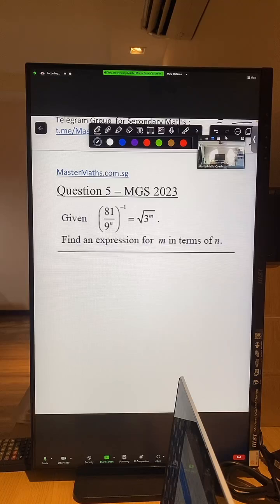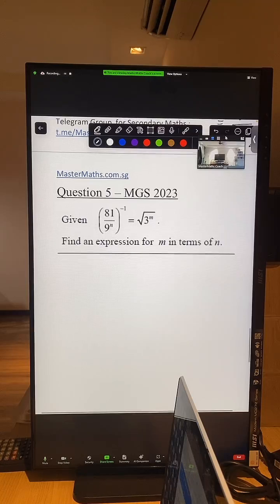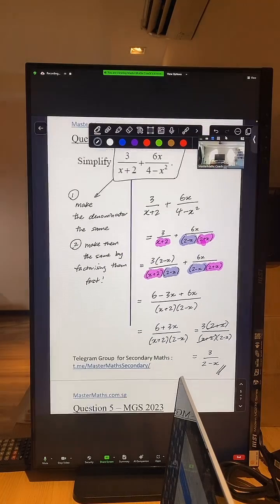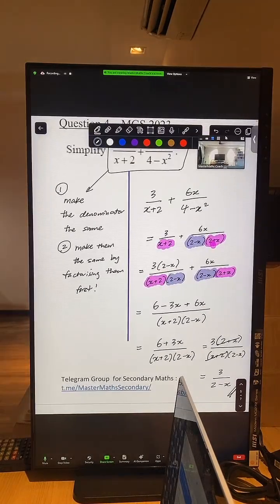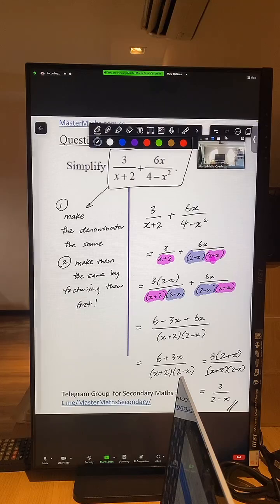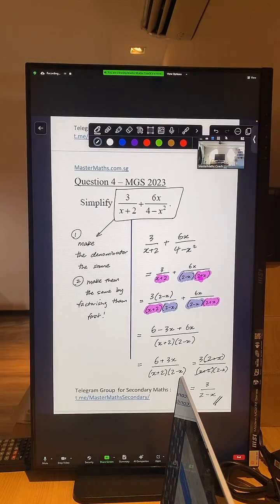Someone is asking me to show question 4 again. Can. Okay, let me show question 4 again. Later I will show you question 5. No worries. We can go slow. If I'm going a bit fast, you all can let me know that I'm going too fast.